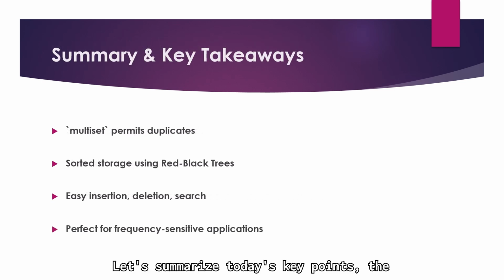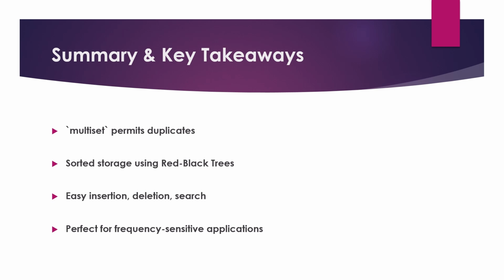Let's summarize today's key points. The multiset container allows you to store duplicate elements while maintaining them in sorted order. It is built on a red-black tree, which guarantees logarithmic time complexity for core operations. Insertion, deletion, and search are straightforward, and you can use custom comparators to tweak the ordering. All of these features make multiset an ideal choice for applications that are sensitive to duplicates and order.